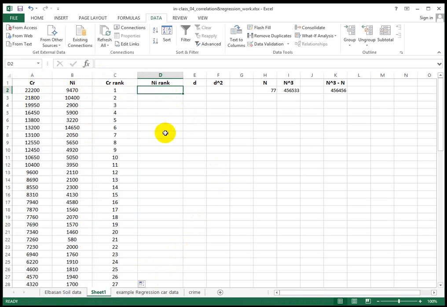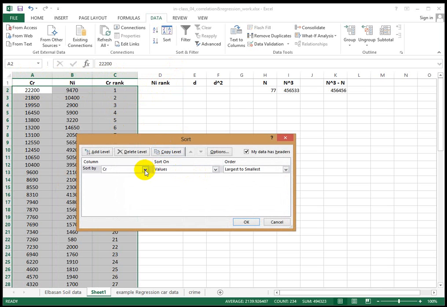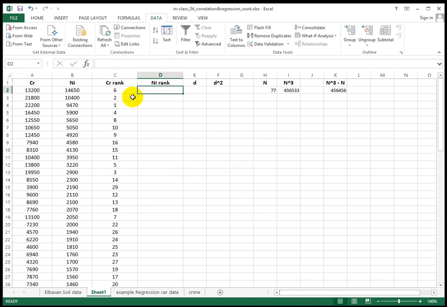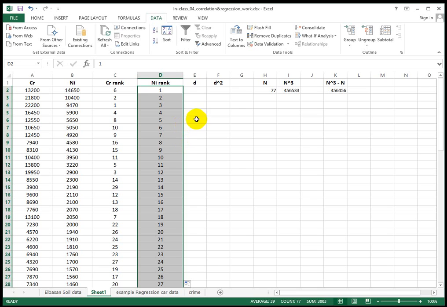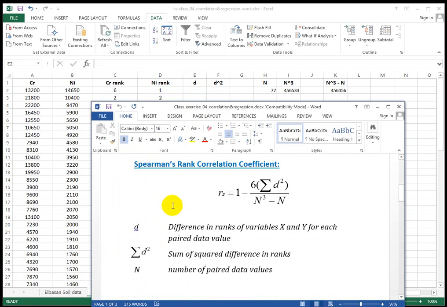Now I need to figure out the rank of the nickel values. So I'm going to highlight all 3 of these guys now because this is corresponding with this guy. And so now I'm going to sort it, and we're going to sort on nickel, and we're going to do largest to smallest. And here we go. This is going to be 1, 2, 3. This is very exciting. We're going to highlight these guys, double click. Now we're talking.